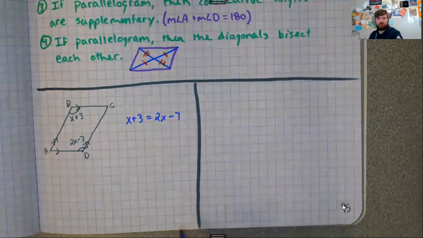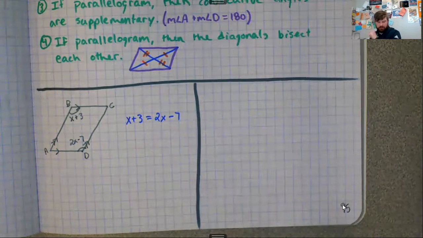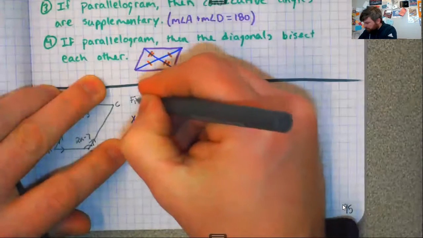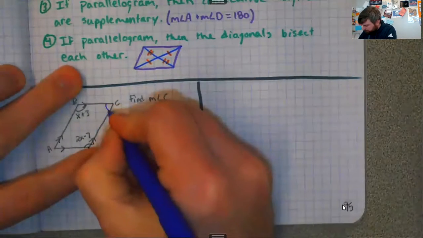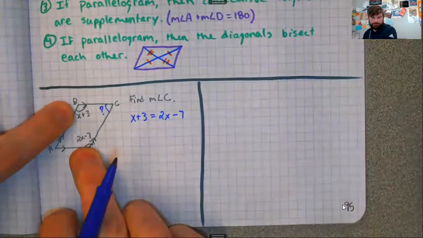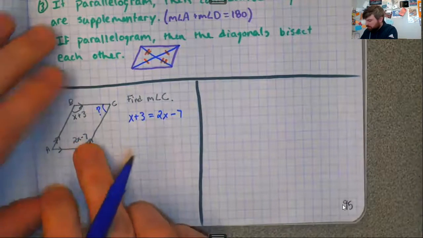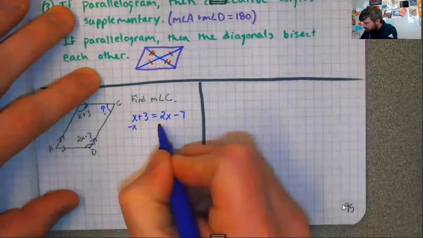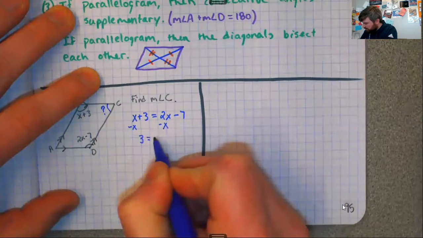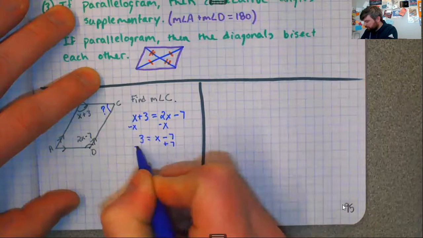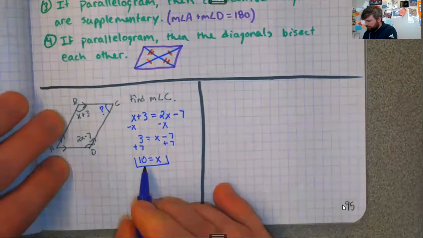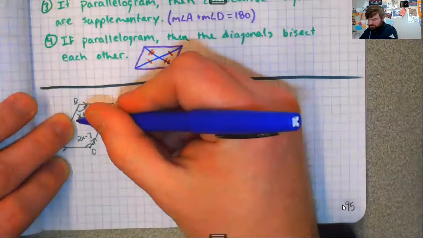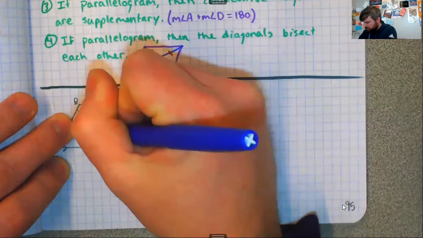Okay, so like with the triangle stuff, we'll just have to solve for x. Oh, excuse me. Actually, this one says find the measure of angle C. Okay, so we're actually looking for this angle up here, which is not tied to these. But we're going to find x first. So I've got this set up over here. We're going to subtract x, so minus x. So 3 equals x minus 7. Then we need to add 7. And 10 equals x. Okay, so if x is 10, if I plug 10 in here, I get 10 plus 3, which is 13. So this is 13 degrees, and this one down here is 13 degrees.